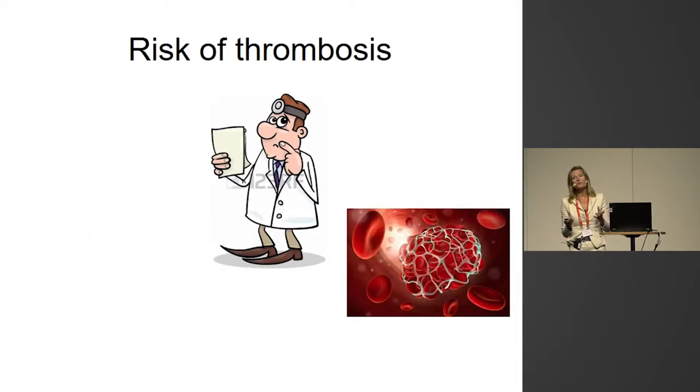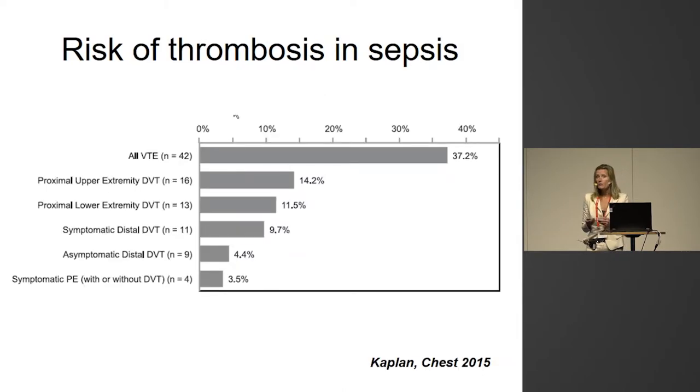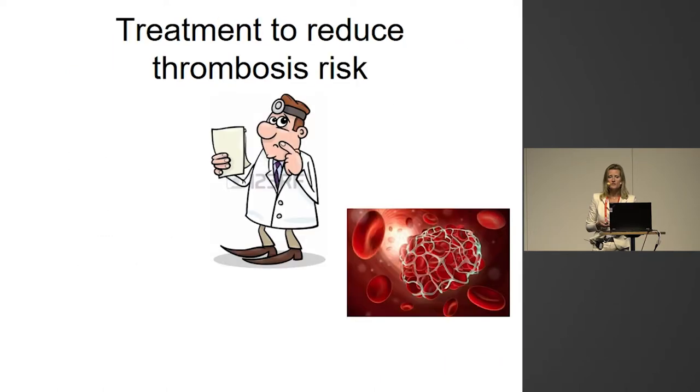Okay, then risk of thrombosis. How bad is that in sepsis? Well, we know from autopsy studies that thrombotic events are frequently a missed diagnosis. And this is a study in which septic patients were prospectively screened for thrombosis with ultrasound. You can see that one third of these patients has thrombosis, and this is even under prophylactic heparin therapy. So I thought that was a very high incidence of thrombosis.